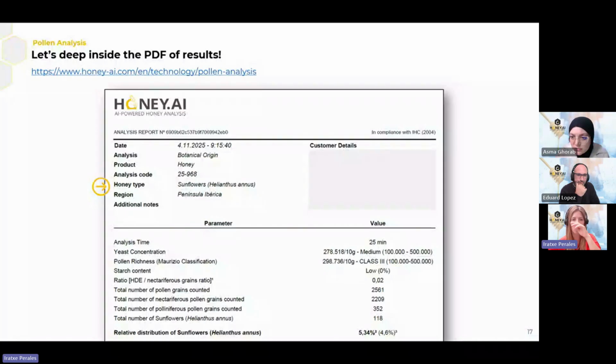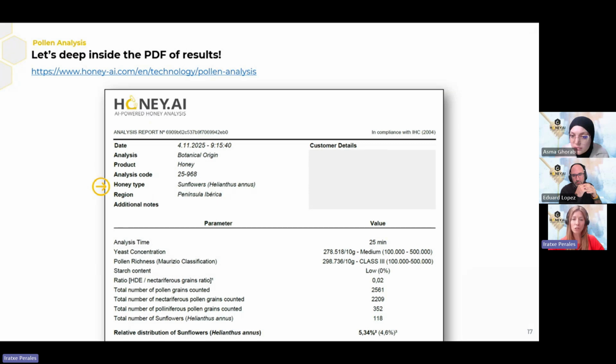Okay, so I will go step by step explaining the information. When you use our system, you can choose if you have a monofloral honey, and in case you want to analyze a monofloral honey, you can indicate. If you have a honey that is not monofloral, just include that it is polyfloral, no problem. But if you have a monofloral, indicate here, because then you will have information below.